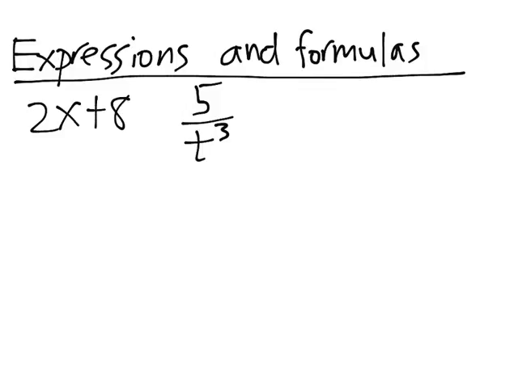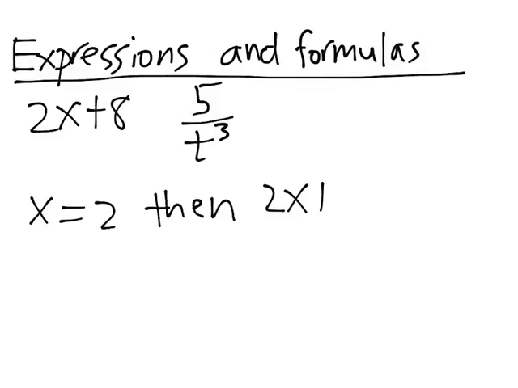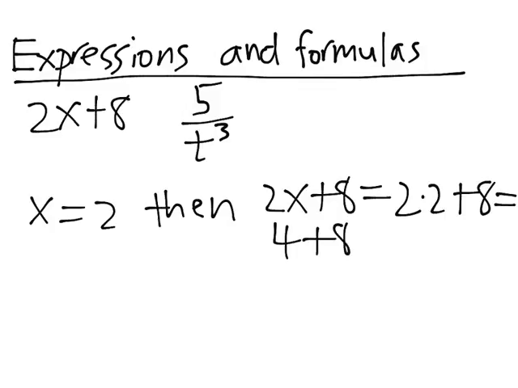If we're given a particular value for a variable, we can evaluate an expression given that value. For example, suppose x equals 2. Then 2x plus 8 is simply equal to 2 times 2 plus 8, since we substitute the value of x for where x is in the expression. Now this is equal to 4 plus 8, which is 12.